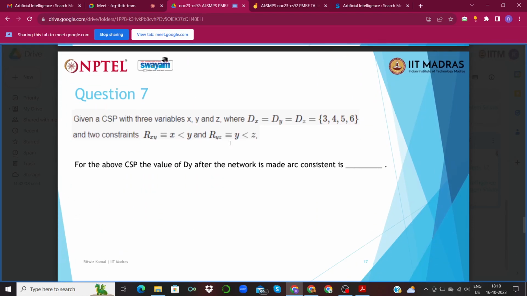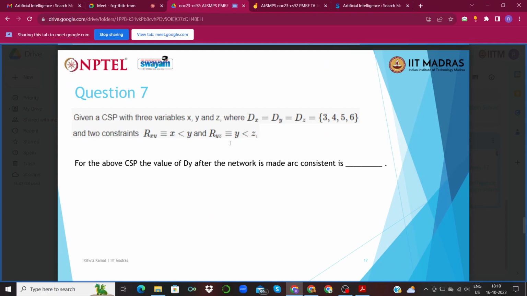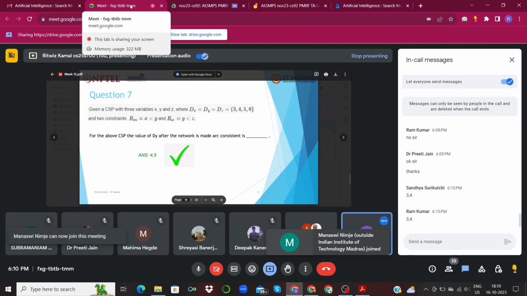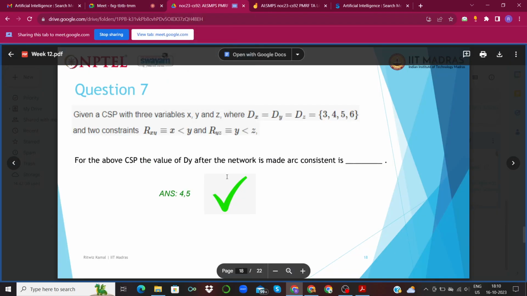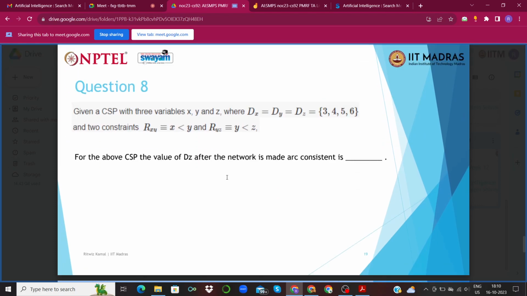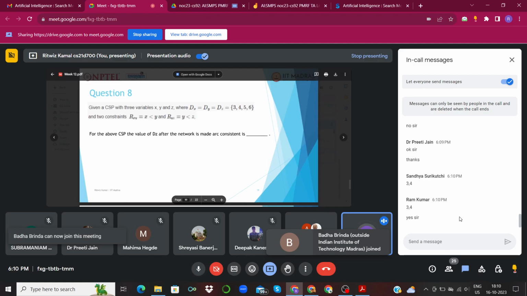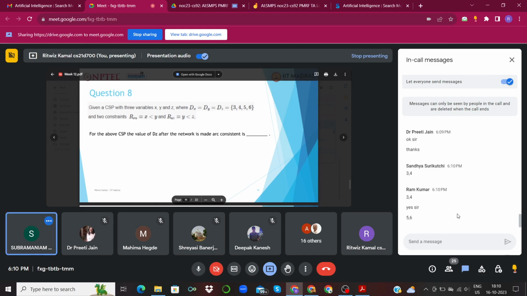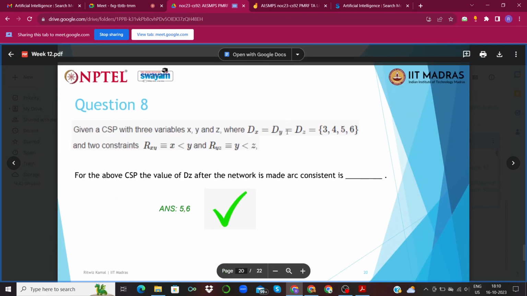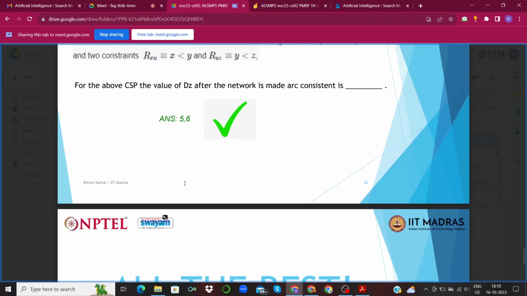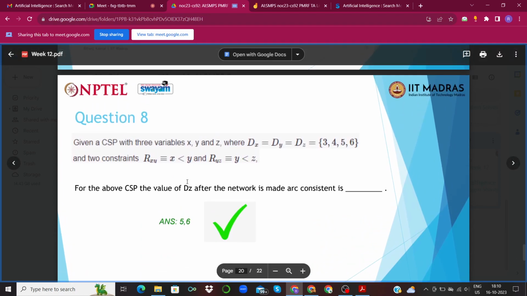Similarly, what will be the value of dy? That will be 4 and 5, right? And what will be the value of dz? What do you think that would be? 5 and 6. Yeah, that's correct. So these were some questions based on our consistency that we saw.